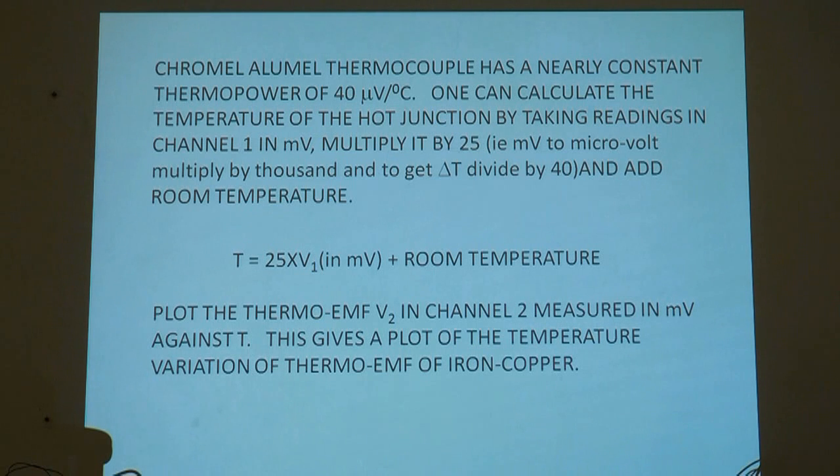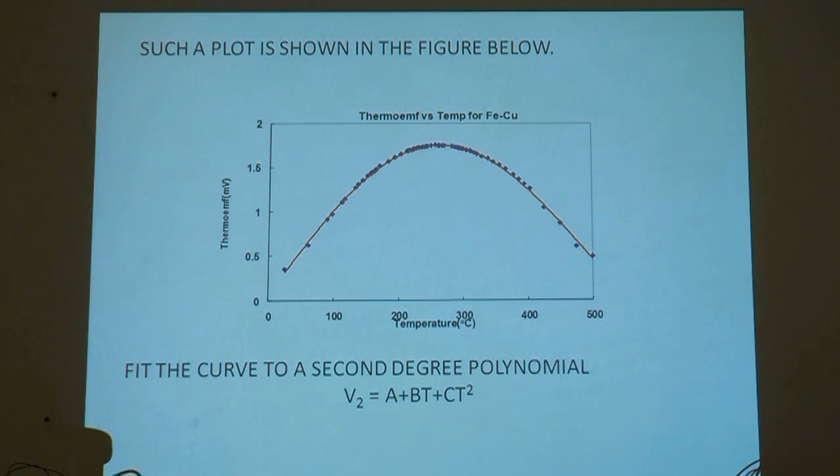So, 1000 by 40 is 25. So, multiply V1, this is 1 millivolt, then 25 into 1 plus room temperature. So, room temperature is 30, temperature now is 55 degrees centigrade. So, from channel 1 reading you can calculate the temperature, then plot channel 2 readings in millivolt against temperature.